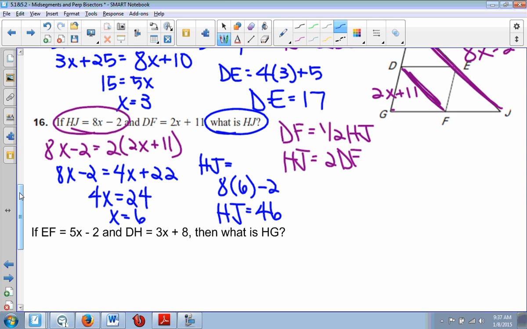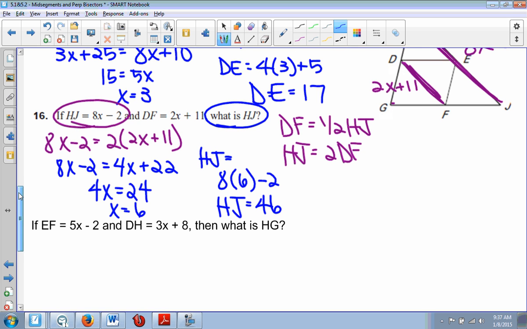If the problem also wanted to know DF, you could plug the x value in, or you could just know that DF is a mid-segment, which means it's half of HJ. That'd be 23. So either way you look at it, you should get the same answer.